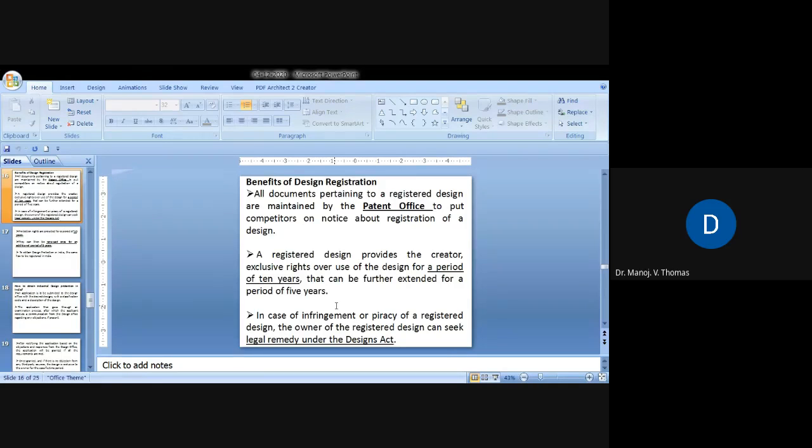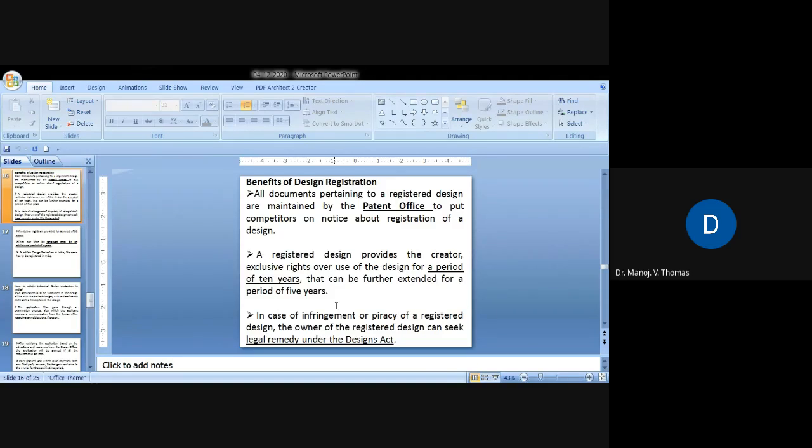So, the benefits of design registration. All documents pertaining to a registered design are maintained by the patent office. As I told you, Kolkata is the head office and Chennai is the nearby patent office. They are maintained to put competitors on notice about the registration of a design. So when you approach the patent office for registering your design, they will publicize it and make it available to all the concerned competitors and concerned people, so that they can raise any objection in this regard, if at all.